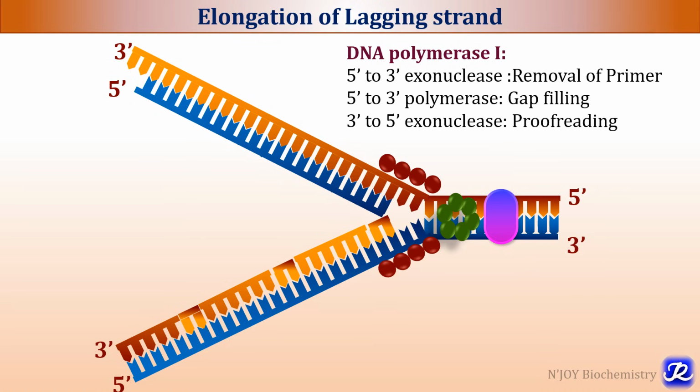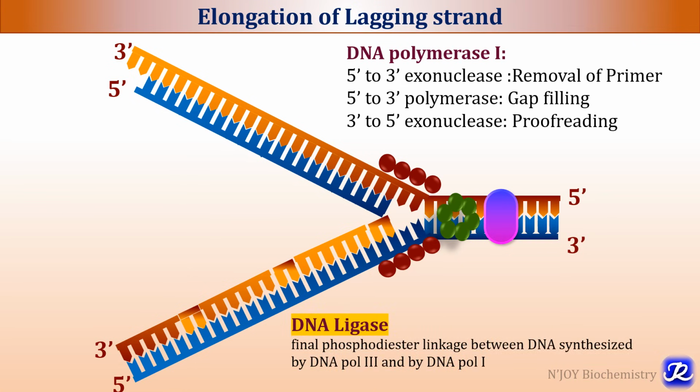And it also has 3' to 5' exonuclease activity for proofreading, that is error detection and correction. But there is also a gap between DNA synthesized by DNA polymerase 3 and the gap which is filled by DNA polymerase 1. So ultimately the ends are not joined. So this joining of ends is caused by DNA ligase.